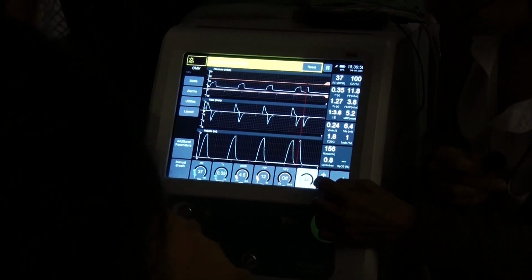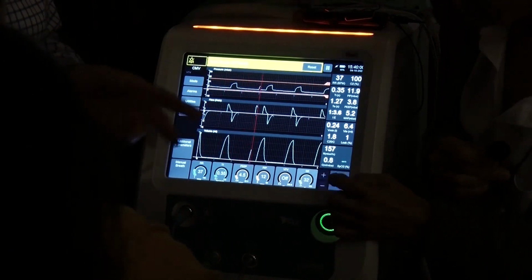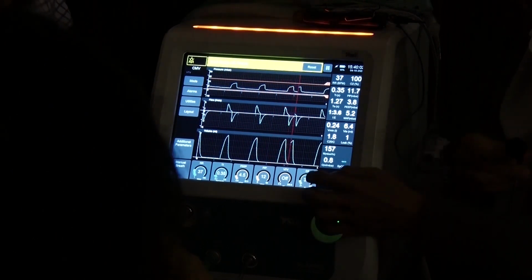Don't go all the way down. I'll be hyperoxic here, hopefully. Set the target range to 90 to 94.